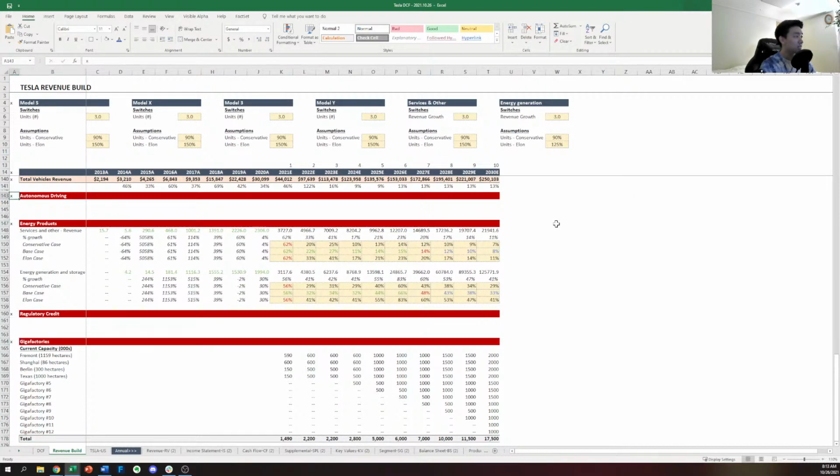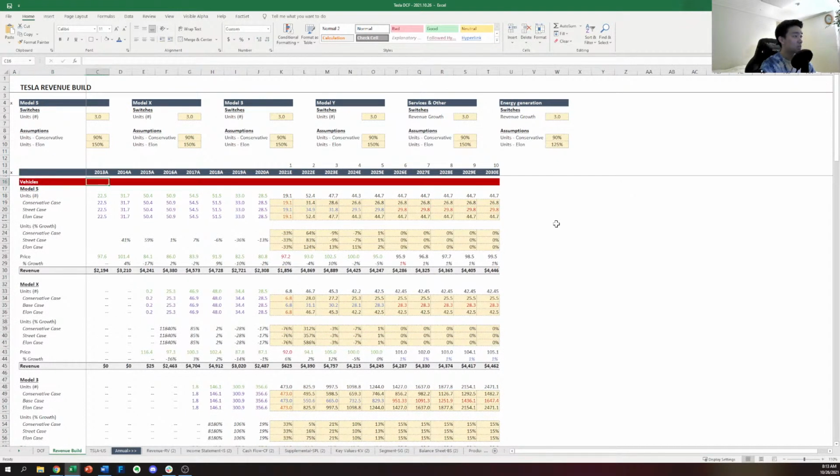Eventually, we want to project out autonomous driving, energy products, regulatory credit, etc. Since there are going to be so many assumptions put in here, and we also have 10 years, who knows what's going to happen in 10 years, right? These assumptions are most likely going to be wrong a year or 2 years later. But the point of modeling is not necessarily to be 100% correct in your assumptions, but instead to create a range of what you think a company's stock price should be and feel comfortable investing based on that range. That's what we're going to be working on today.